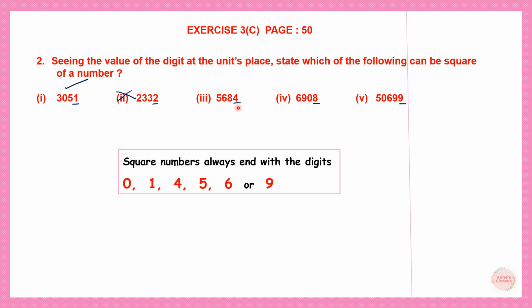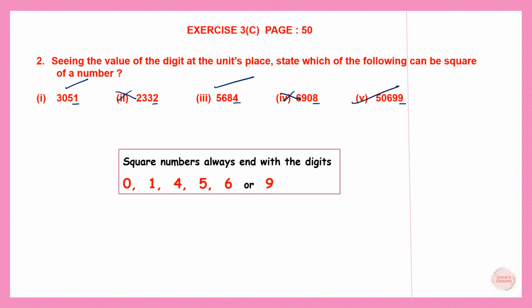Next one is 4. So 4 is here. That means it can be the square of a number. Next one is 8. The digit in the ones place is 8 and we don't have 8 here. That means this cannot be the square of a number. Next one, it's ending in 9 or the units digit is 9. That means we have 9 here. So this can be the square of a number.